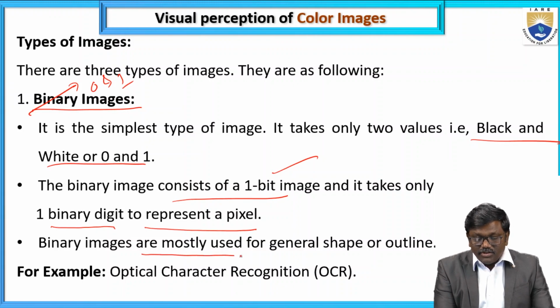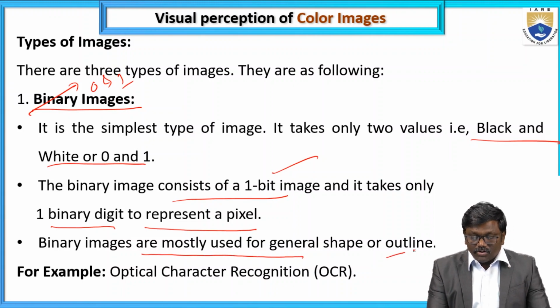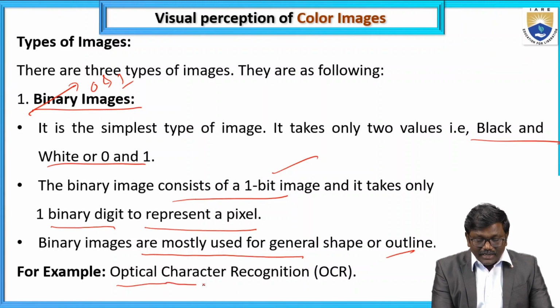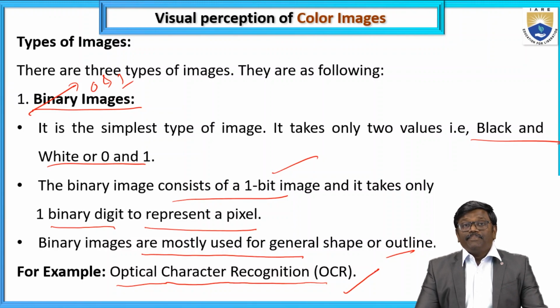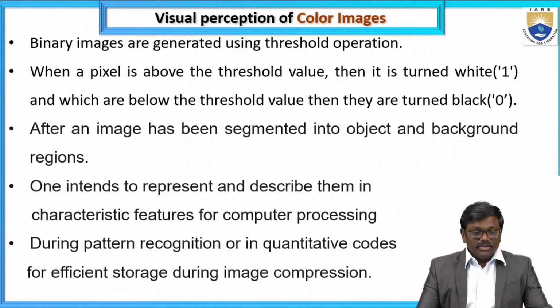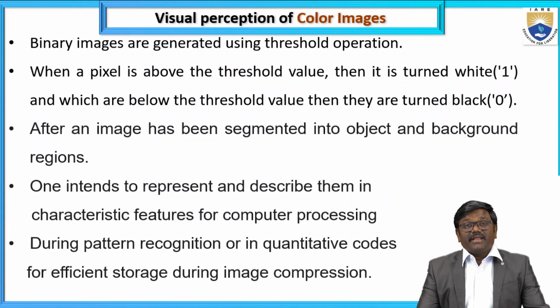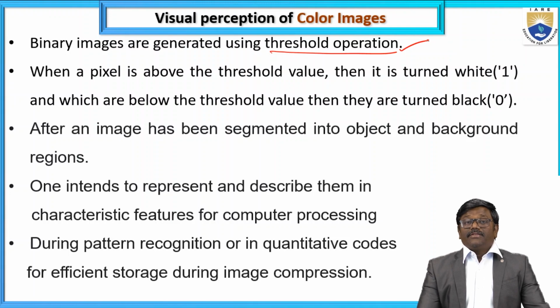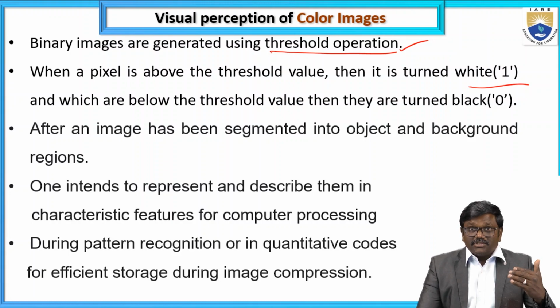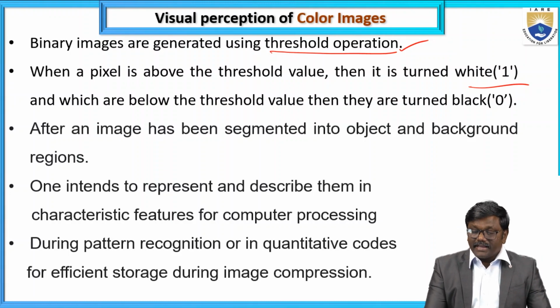Binary images are mostly used for general shape or outline. For example, optical character recognition is a major example. Binary images are generated using a threshold operation only. When a pixel is above the threshold value, it is turned white, and those below the threshold value are turned black, as zero.